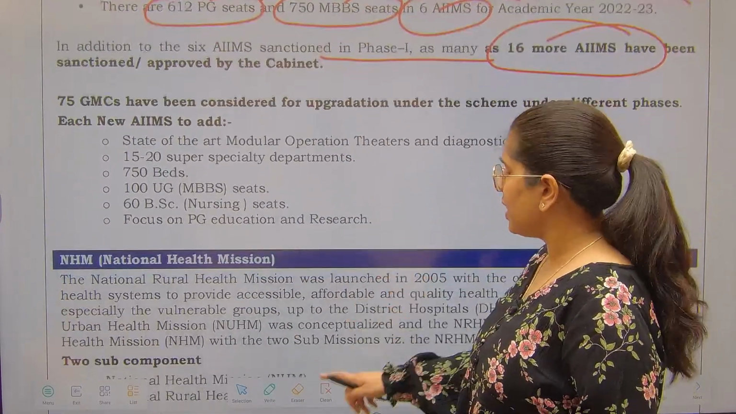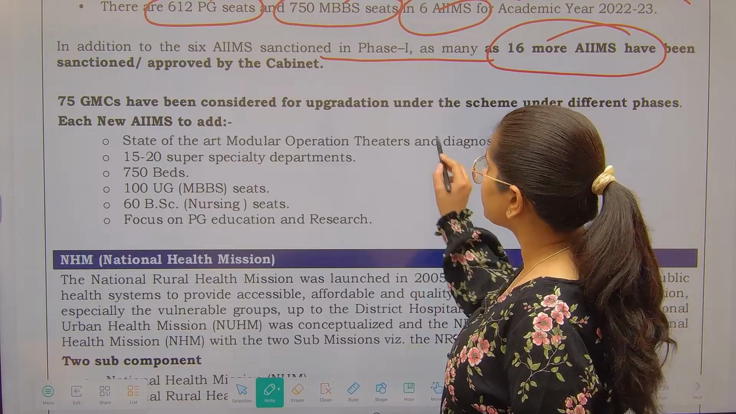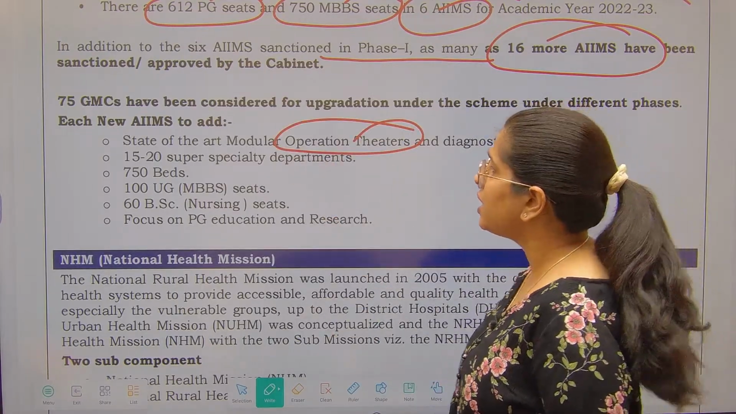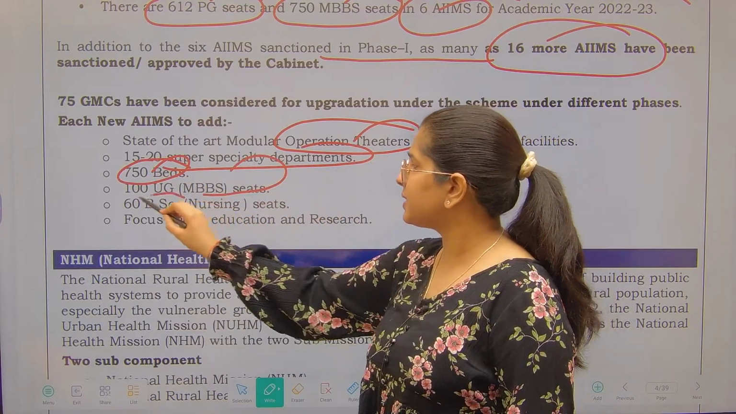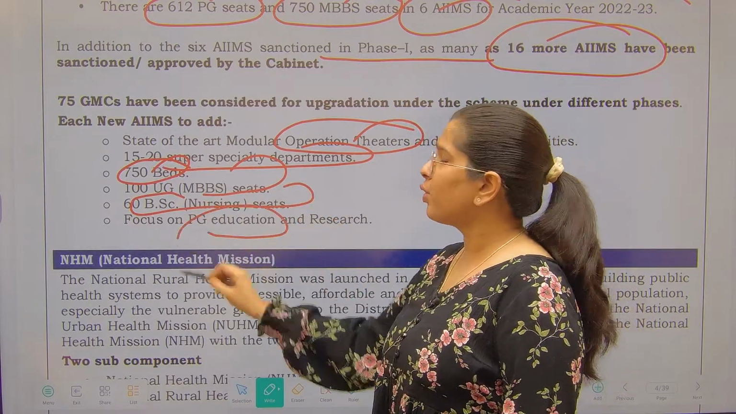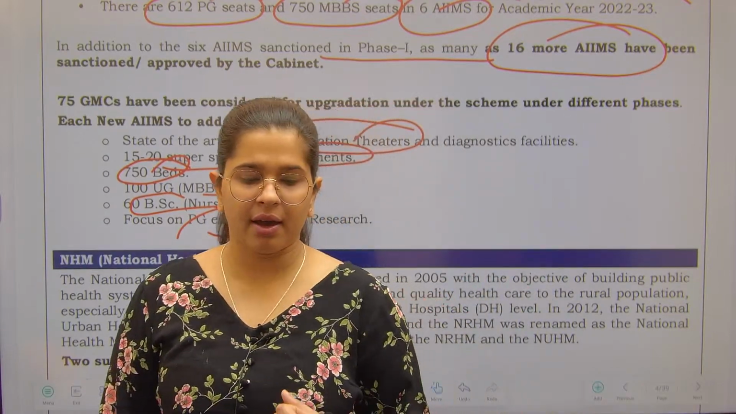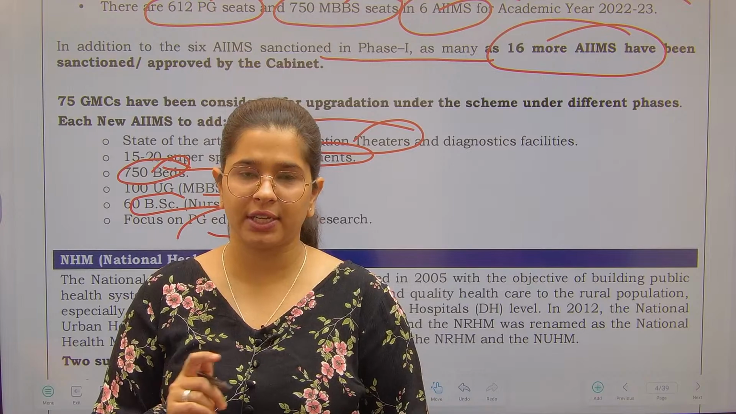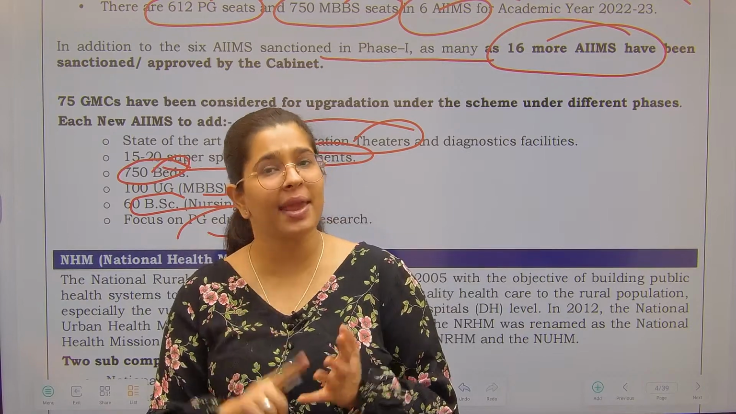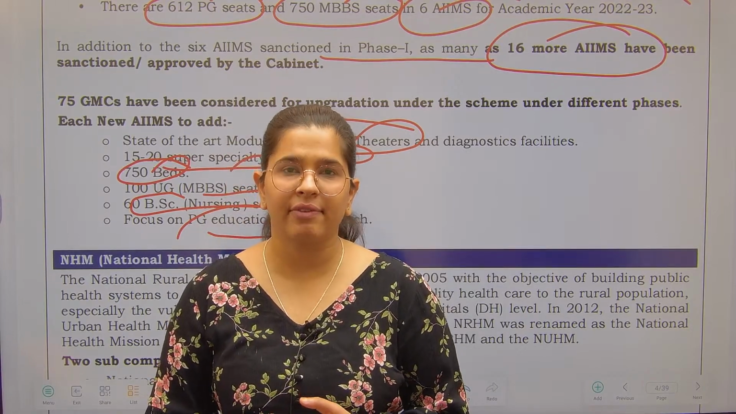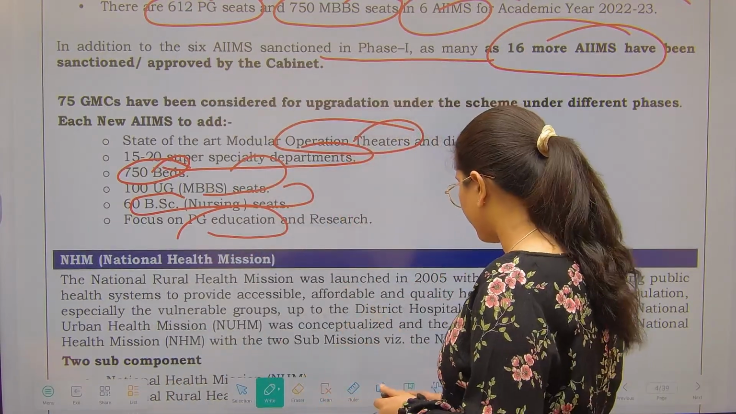Now the last thing, in government medical colleges also we want upgradation. What kind of upgradation? First of all, operation theatre upgradation, super specialty departments, 750 beds, 100 UG seats, 60 nursing seats, and focus on postgraduate education as well as research. That means specialists should begin to be developed out of this particular scheme. So this was just the shortest possible scheme. The aim was to establish AIIMS as well as to upgrade the government medical colleges, right? Now moving on to the next scheme, and it is an important scheme.